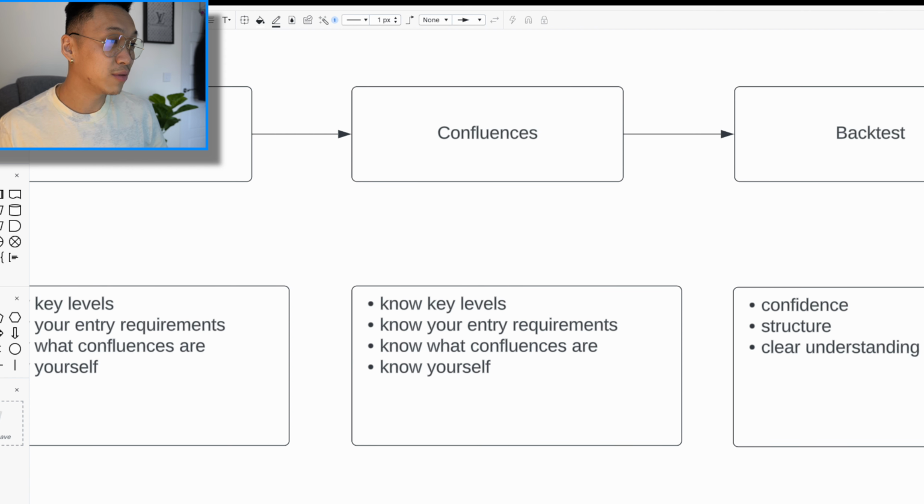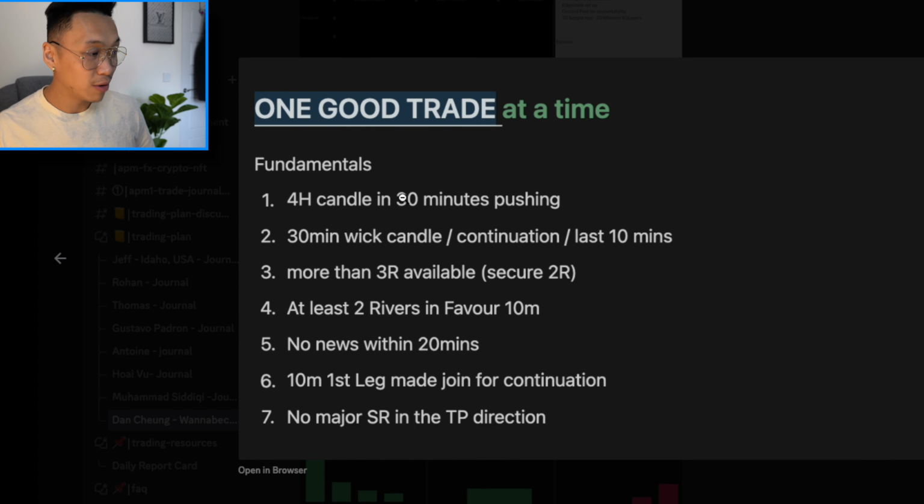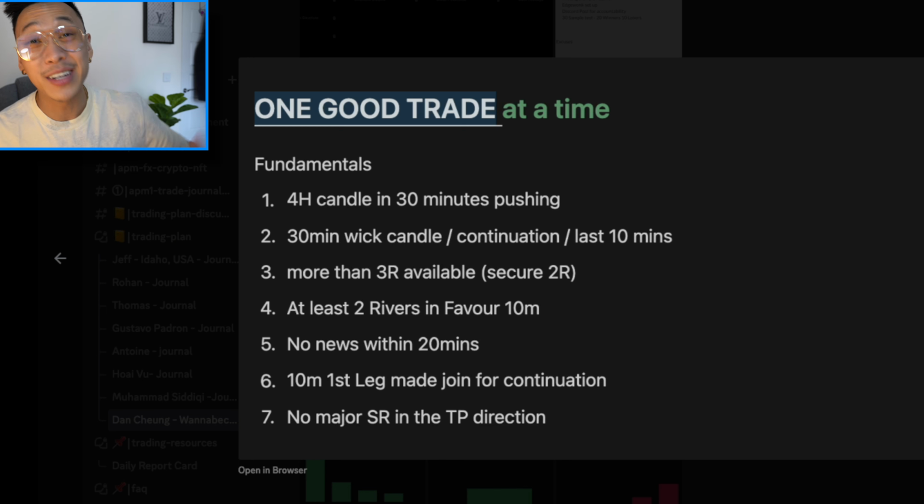So if I was just to give you an example, if I go on to here, these are the Confluences that I have when it comes to my trading strategy. So we have the 4 hours in favor, 30 minutes, which is in pushing, we have 30-minute wick and continuations, need more than 3 are available, at least 2 rivers in favor, no news within 20 minutes, 10-minute on the first leg, and then join for a continuation. This is my day trading one, so this is more for like the funded side of things.